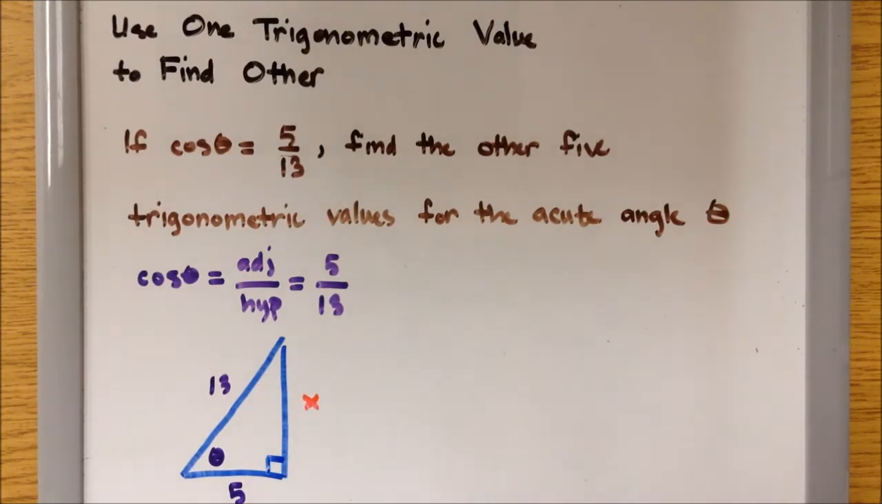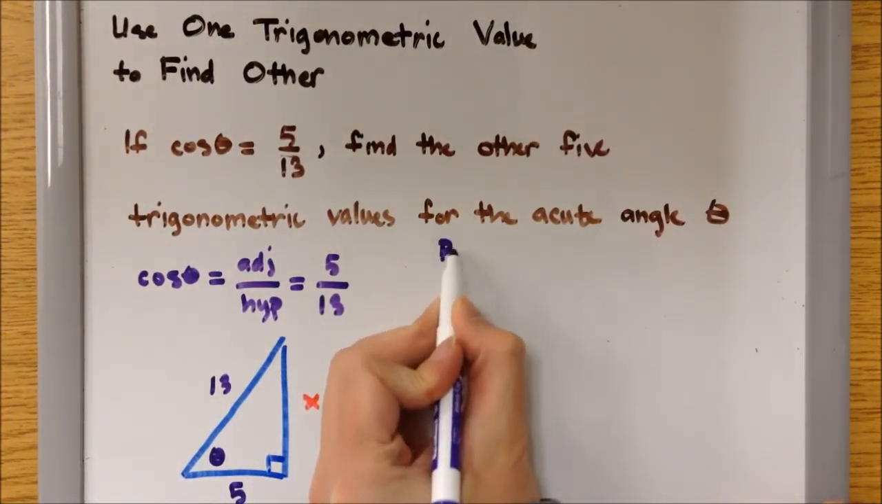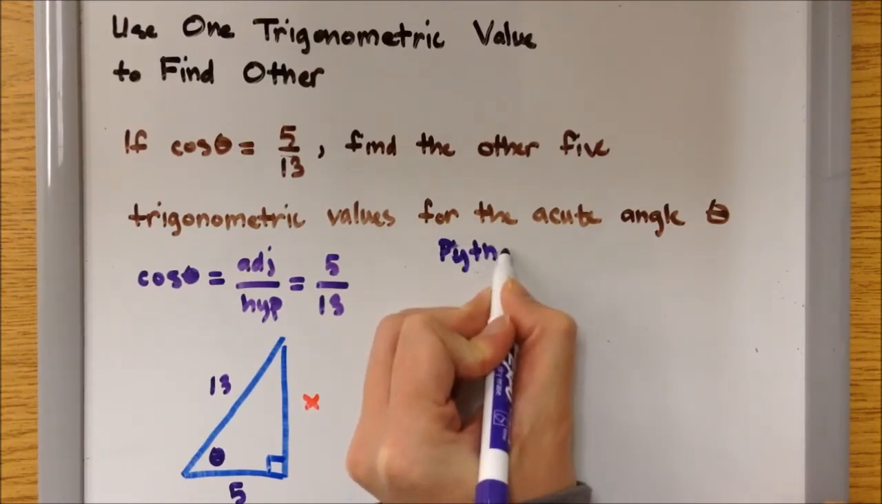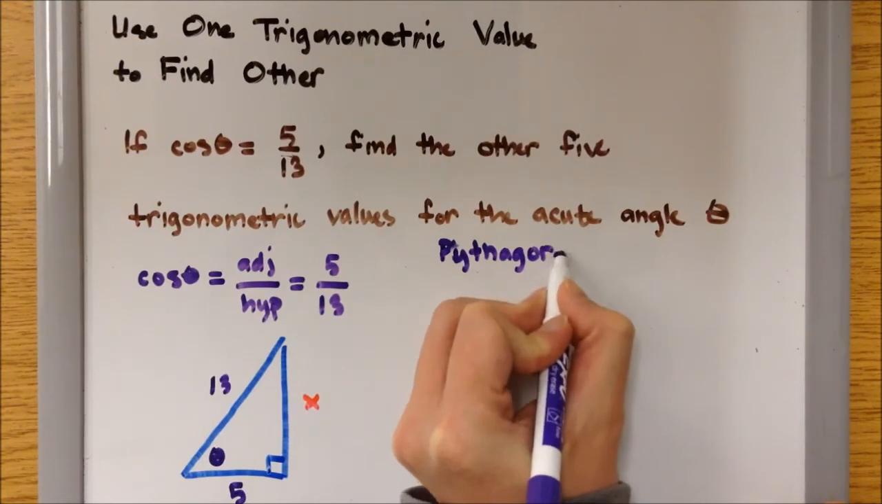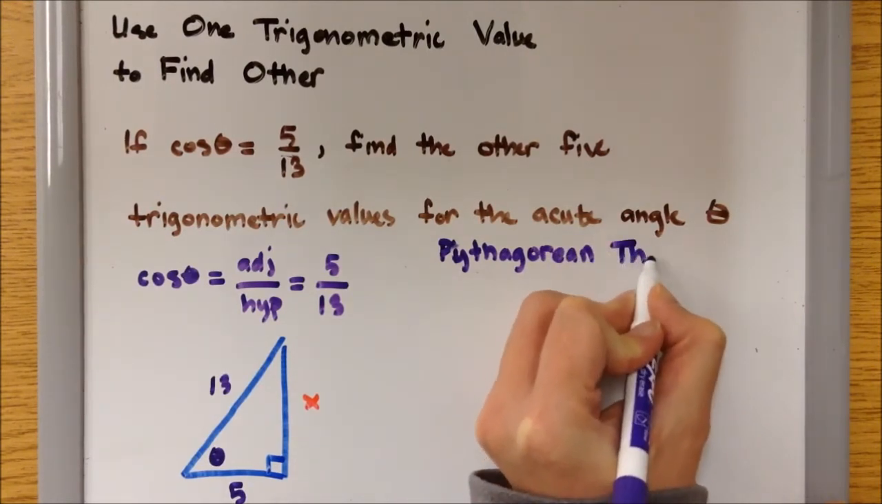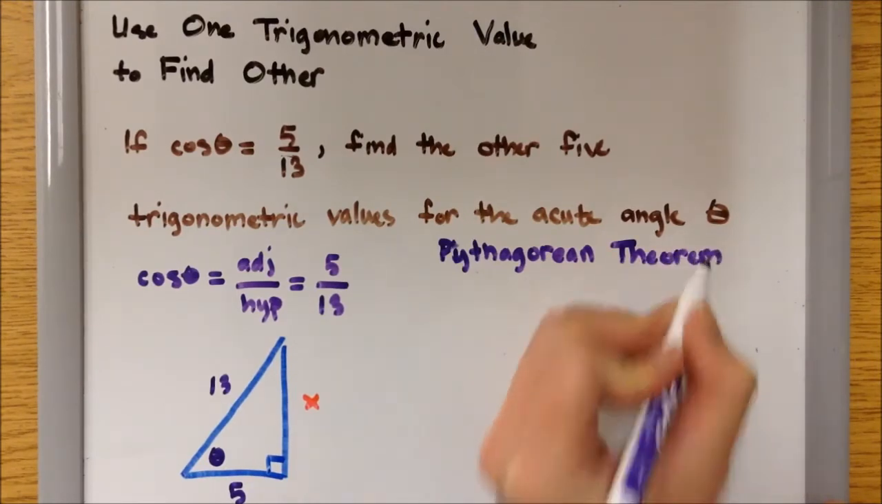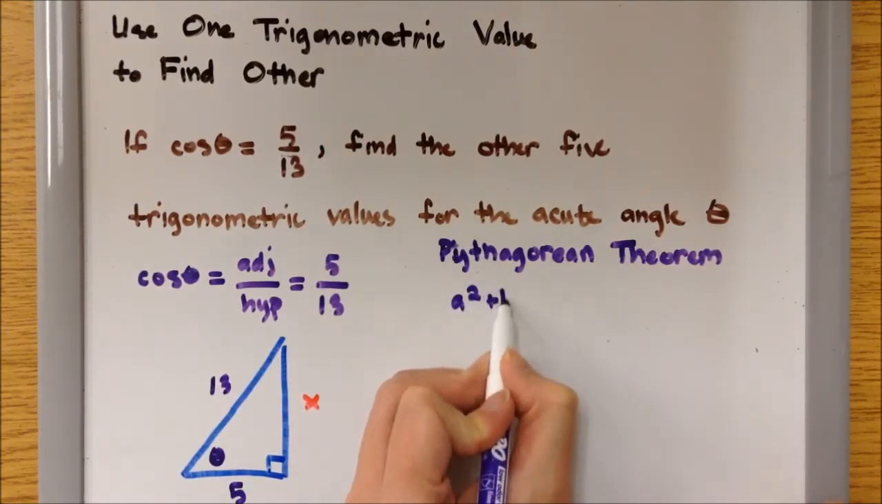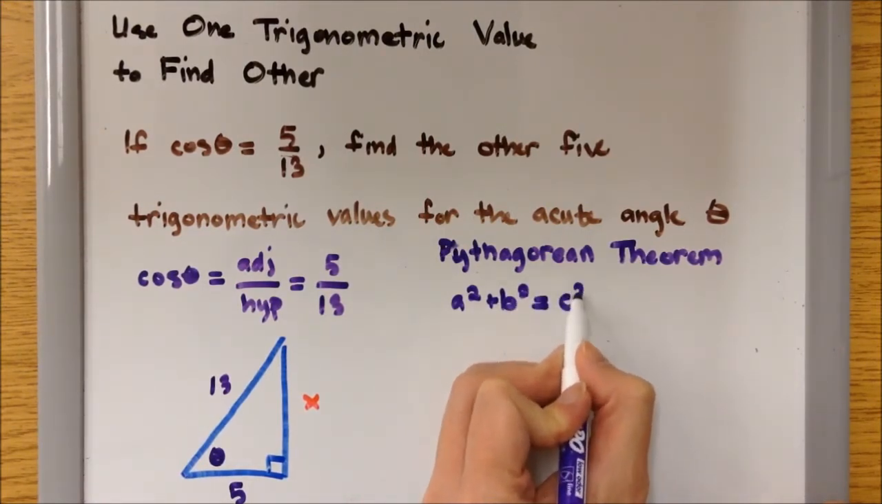So if we were to find the value of x, if we go back to geometry, this is a right angle triangle. So for a right angle triangle, we could use the Pythagorean Theorem. Here I'm going to write it. Pythagorean theorem. Given a right angle triangle, the Pythagorean theorem is a squared plus b squared equals c squared.